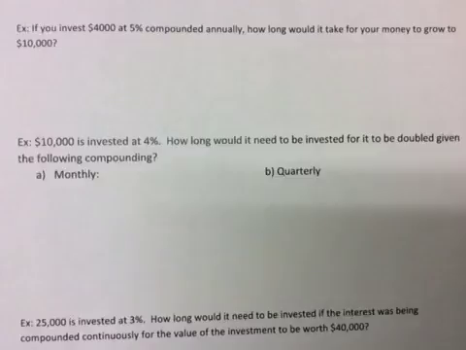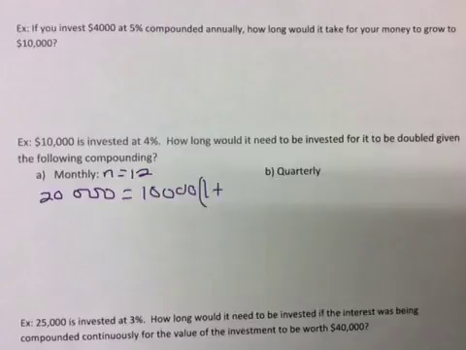Okay, $10,000 is invested at 4%. How long would it need to be invested to double given the following compounding? All right, so monthly. So that means that your n is 12. And if it's double, then it started at 10,000, it's going to be 20,000. 1 plus the rate, 4%, over 12, to the power of 12t.